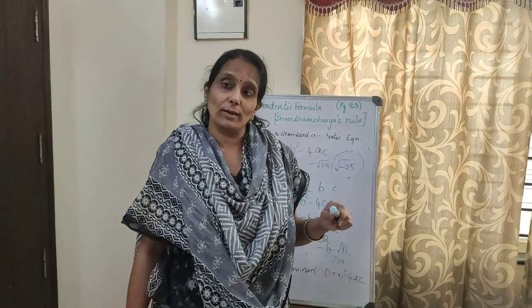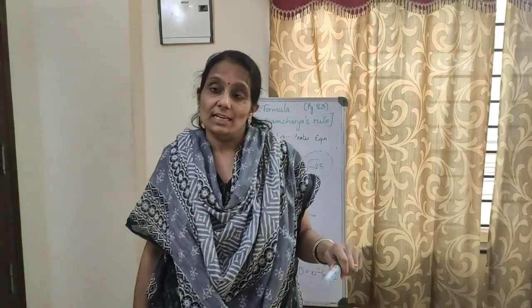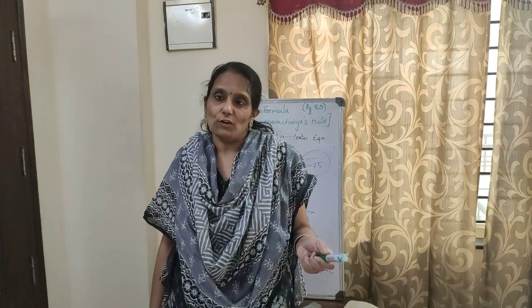Once again, for a standard equation ax square plus bx plus c equal to 0, first of all you find the discriminant d, which is b square minus 4ac. Then the roots of that equation will be, one is minus b plus root d by 2a, the other one is minus b minus root d by 2a. How to do it with examples, we'll see in the next class.